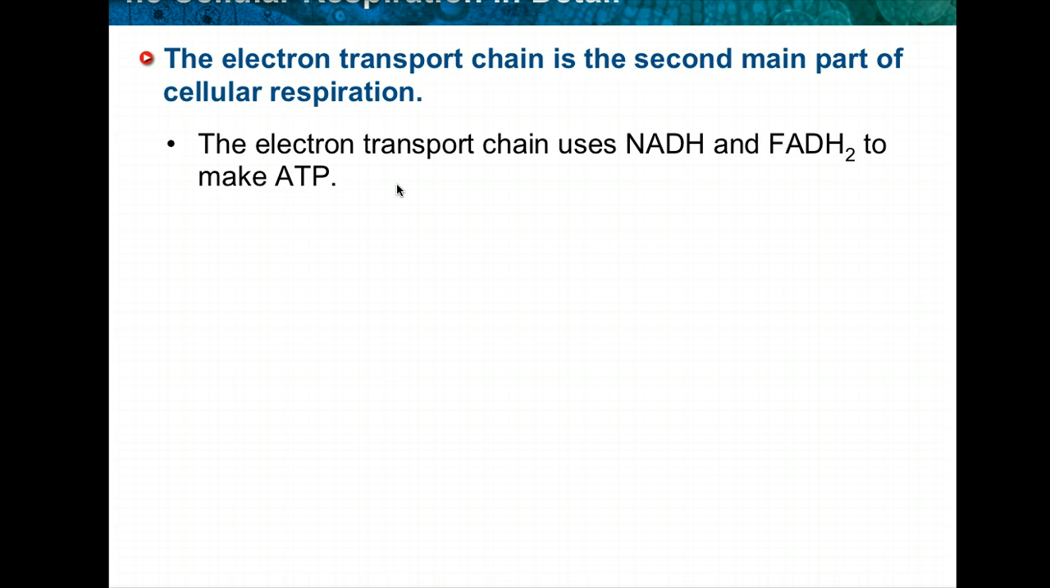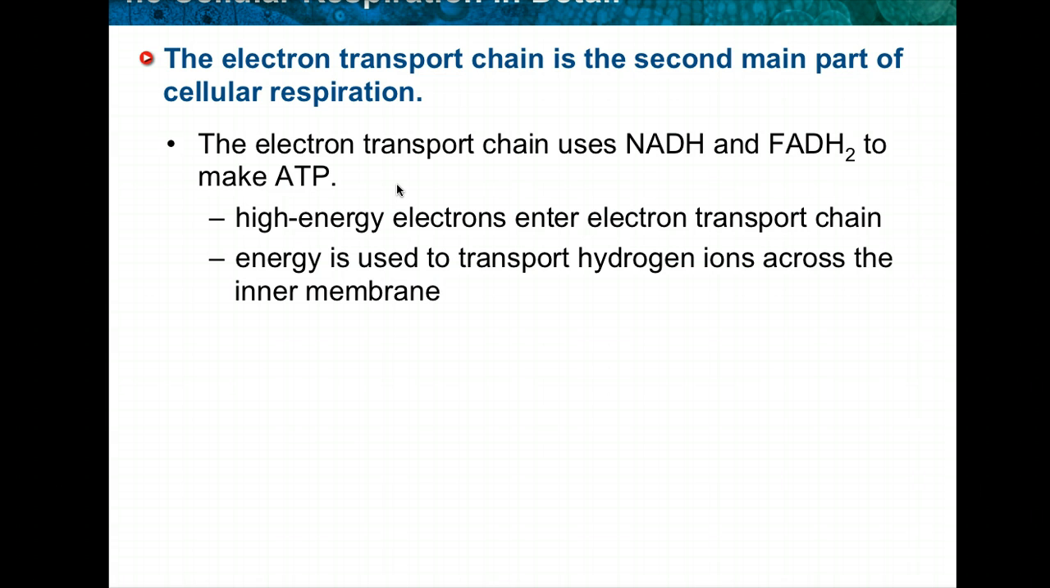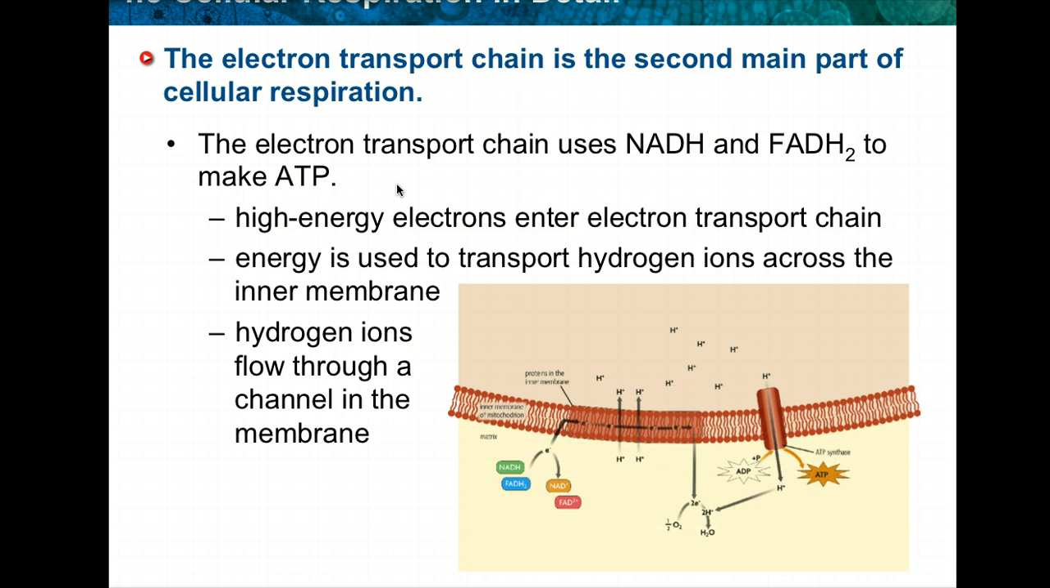So you have high energy electrons from NADH and FADH2 that are passed alongside the electron transport chain. The electron transport chain is composed of a series of carrier proteins located in the inner membrane of the mitochondrion. High energy electrons are passed from one carrier protein to the next, and at the end of the electron transport chain is an enzyme that combines these electrons with hydrogen ions and oxygen to form water. Oxygen serves as the final electron acceptor of the electron transport chain.